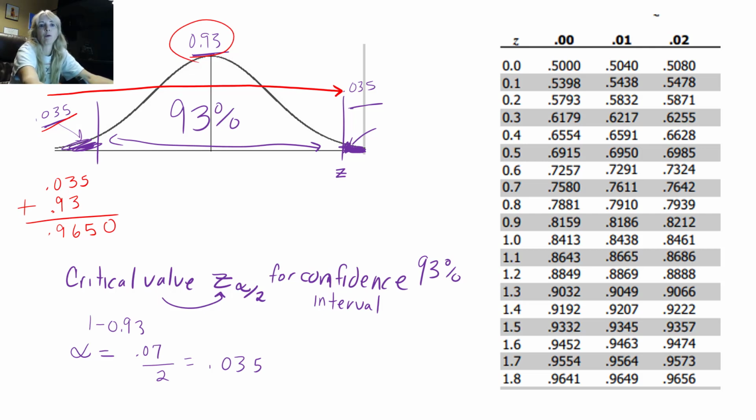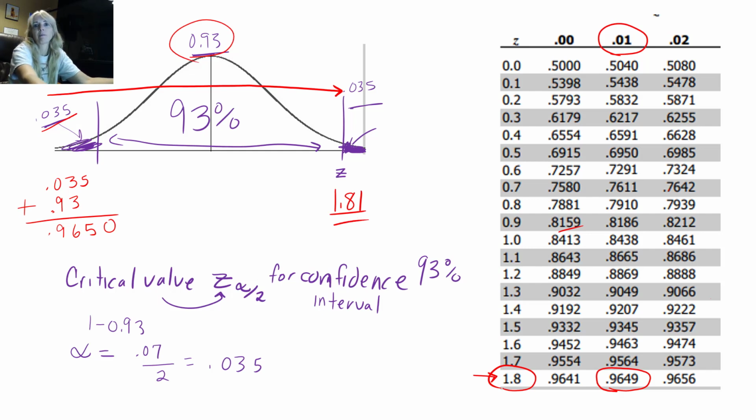So I'm looking in the table for the value that is closest to 0.9650, and it looks like it's that value. That's the closest. And so I'd read my Z is 1.8. And then looking at the column up here, that would be 0.01. So 1.8 plus 0.01, that would be a Z value of 1.81.